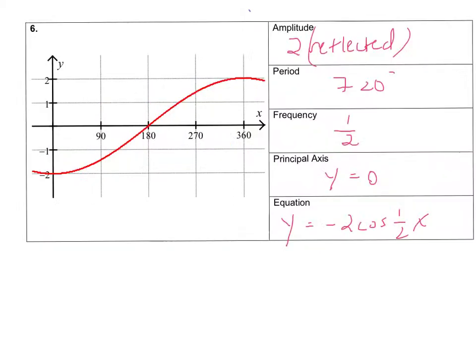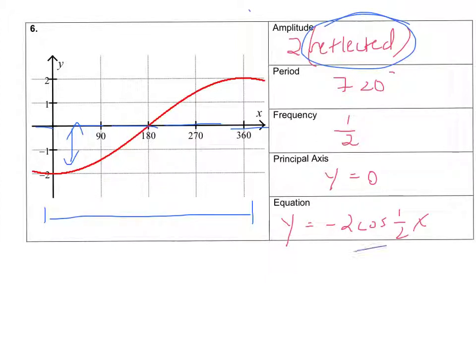Last example. So in this final example, I again start with my principal axis, which is here at y equals 0. When I do that, I notice that from 0 to 360, I only have half a curve. That means the period is 720 degrees. I also notice that the amplitude is 2, but that it starts in the negative direction. So that's why I've written reflected right here. So my equation for my curve is y is equal to negative 2 cos. Again, the reason I use cos is that it did not start at the principal axis. So y is equal to negative 2 cos a half x.